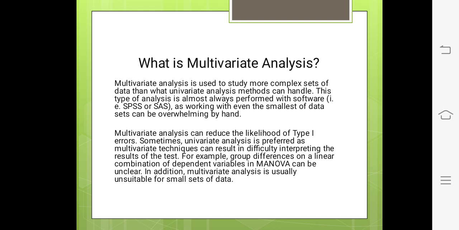Sometimes univariate analysis is preferred as multivariate techniques can result in difficulty interpreting the results of the test. For example, group differences on a linear combination of dependent variables in MANOVA can be unclear. In addition, multivariate analysis is usually unsuitable for small sets of data.